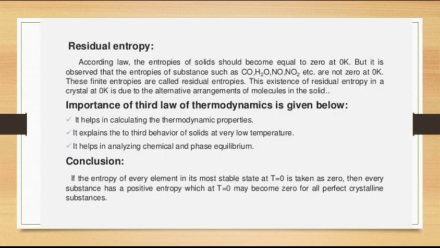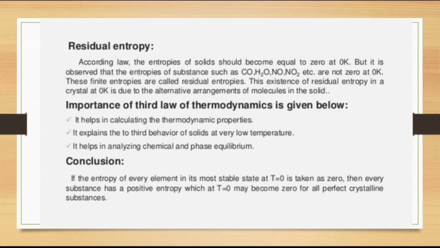Now, one more definition related to entropy is the residual entropy. According to the law, the entropies of solids should become equal to 0 at 0 Kelvin. This is our third law. But it is observed that the entropies of substances such as carbon monoxide, water, NO, NO2, etc. are not 0 at 0 Kelvin. And these finite entropies are called residual entropies.